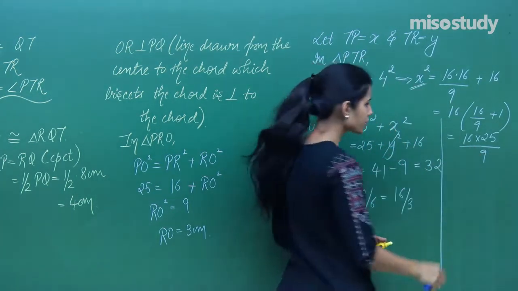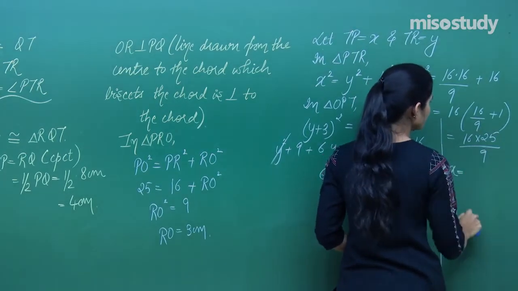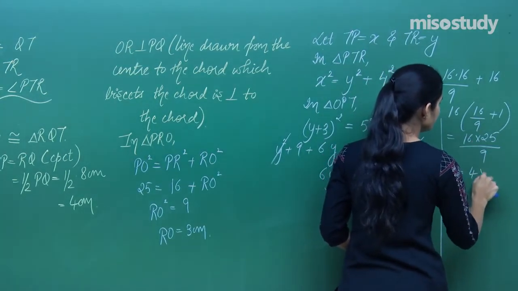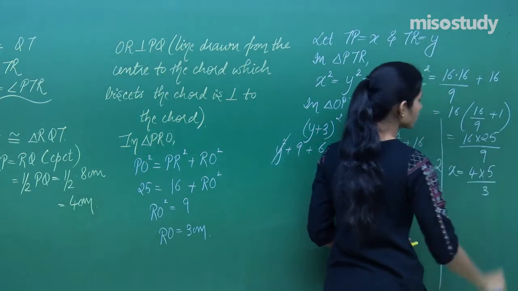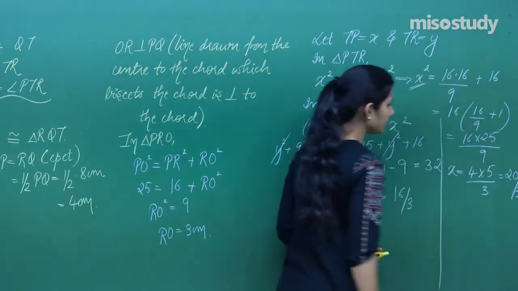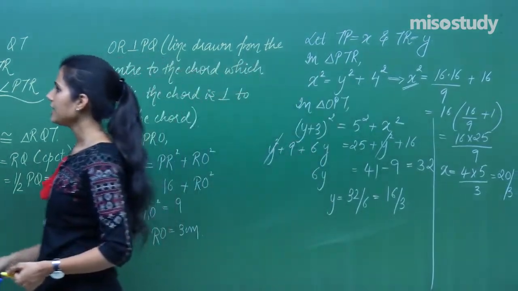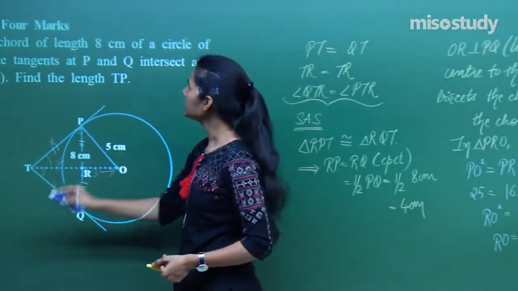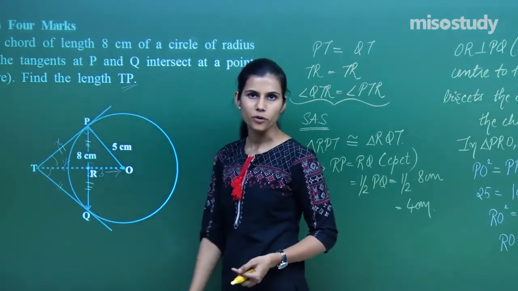If this is the value of x square, what is x? Square root of this is square root of 16 into square root of 25 upon square root of 9. So this gives you 20 upon 3. X is 20 upon 3. X is the measure of PT. So PT, or TP, is 20 upon 3.